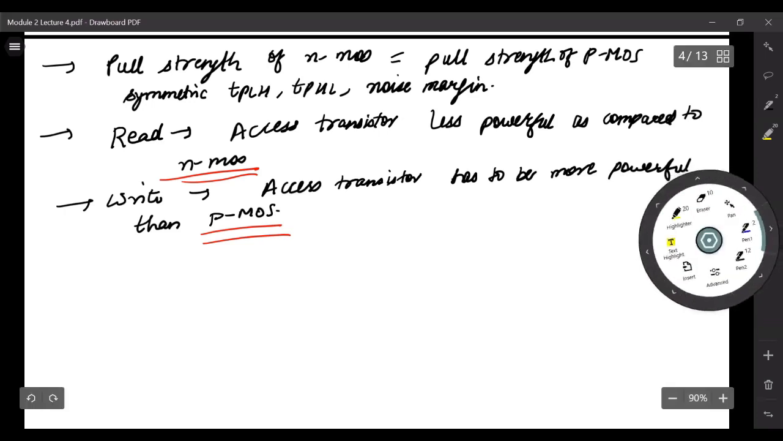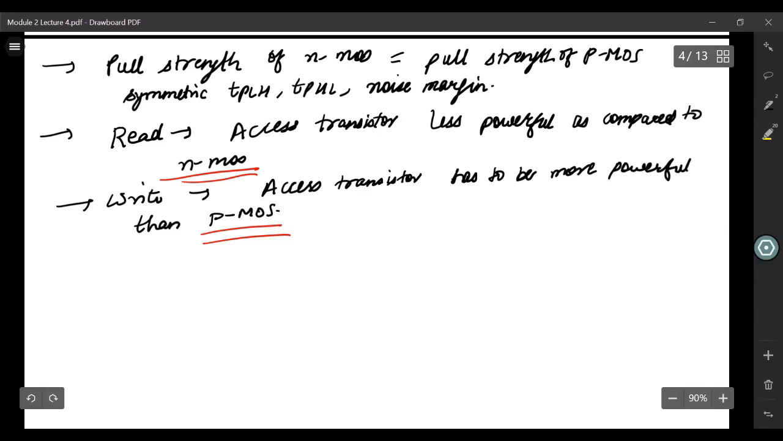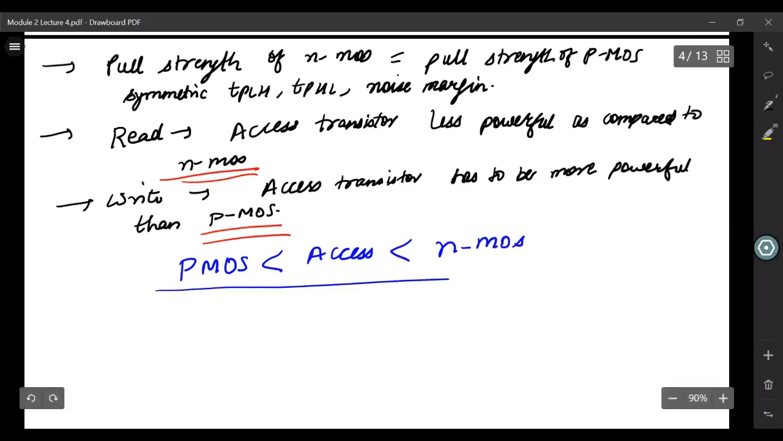And how people generally size the transistors in SRAM is, the strength of your PMOS is the least. Your strength of access transistor is higher than your PMOS. And your NMOS of the inverters is kept most powerful. However, this leads to asymmetric design of inverters in a SRAM cell.